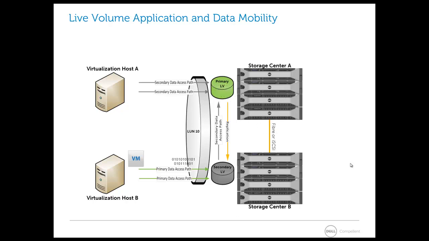Once this occurs, the virtual machine traffic will go through the secondary live volume back to the primary live volume for a short period of time until Storage Center detects that the traffic is going through the secondary live volume, at which point an automatic role swap can occur. Once this role swap has occurred, the virtual machine traffic will stay local with the primary live volume on Storage Center B. At this point, we've accomplished both a compute and storage migration of a virtual machine essentially at the same time.